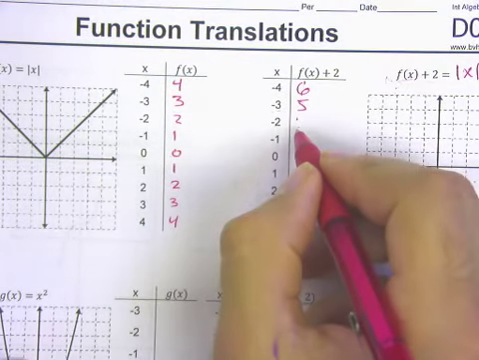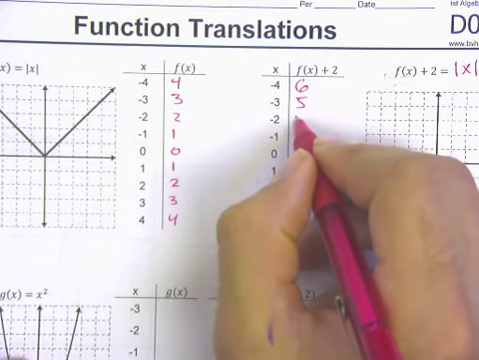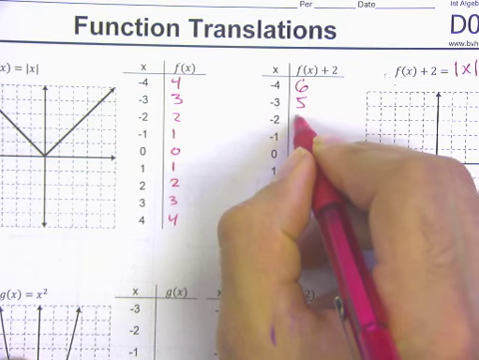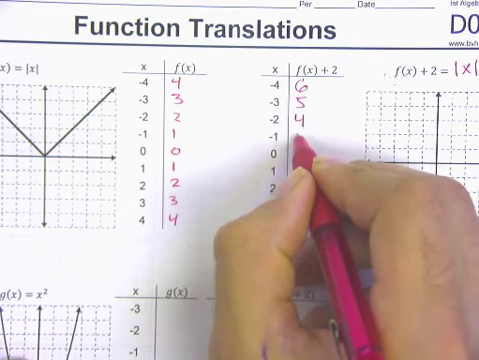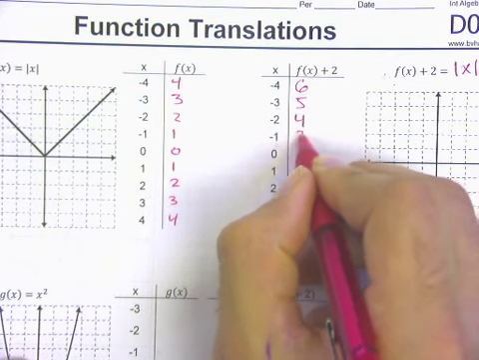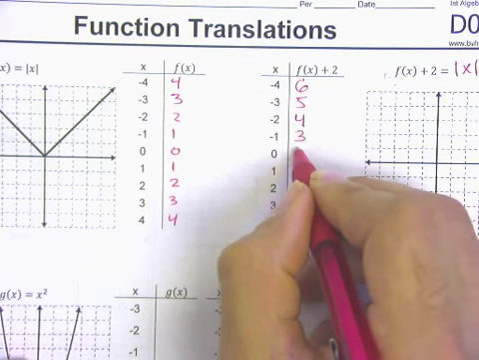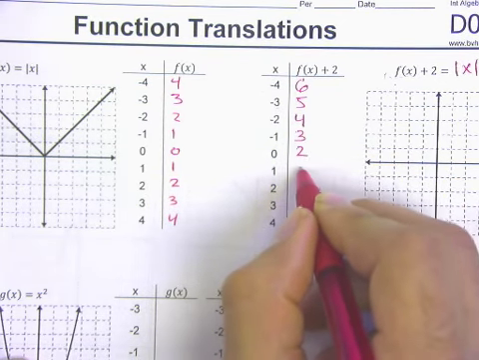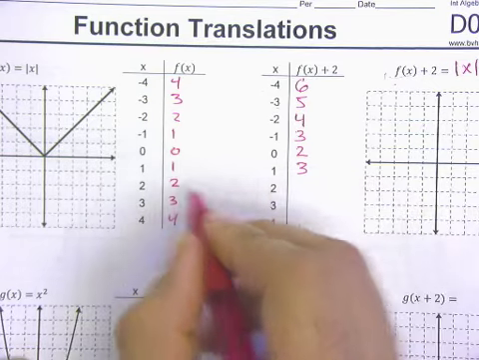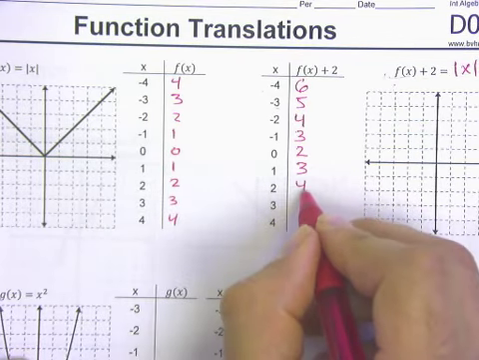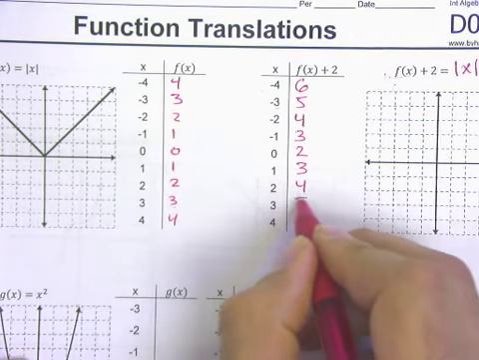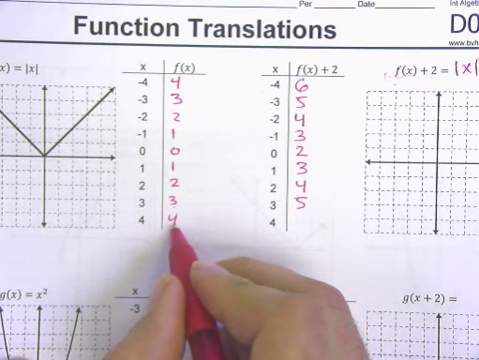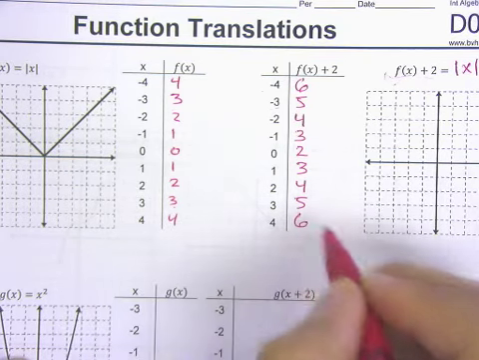All right, now that you're back from that pause, let's take a look at what we should have. We should have 4, and then 1 plus 2 giving us 3, 0 plus 2 giving us 2, and then 1 plus 2 giving us 3, and then 2 plus 2 giving us 4, and then 3 plus 2 giving us 5, and 4 plus 2 giving us 6.